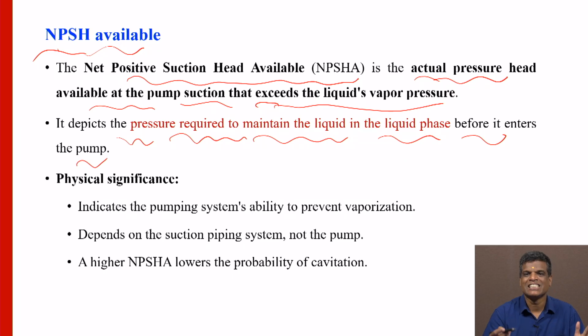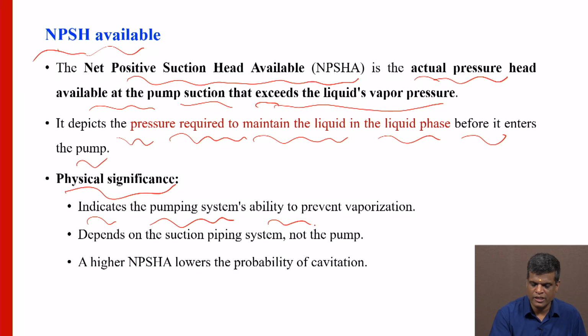So what is the physical significance of NPSH available? The physical significance is that it indicates the ability of the pumping system to prevent vaporization. The second point is that it depends on the suction piping system, not on the pump. The third one is always NPSHA, available.